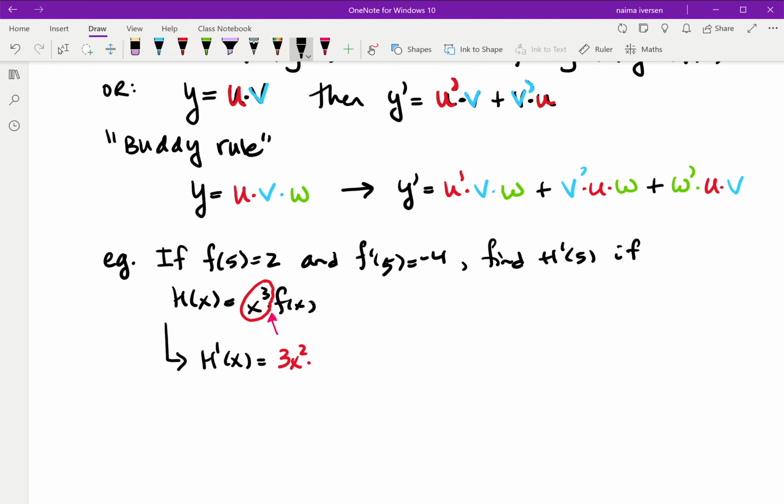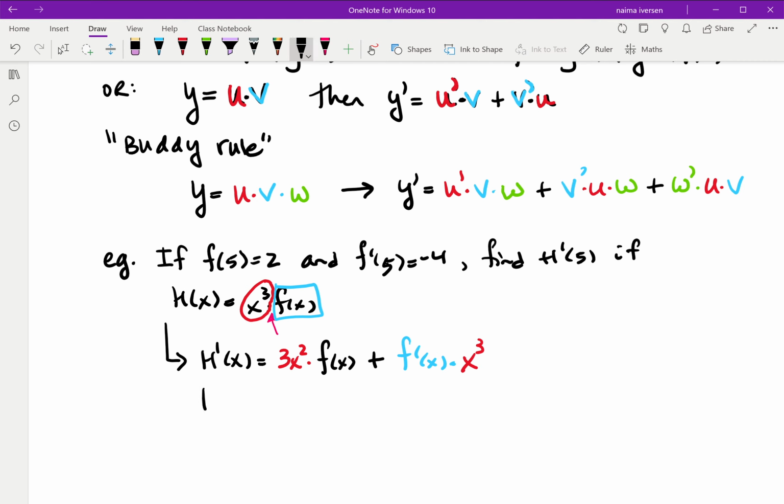And the second buddy just sits there and waits with a plus sign in between. Now we have to be fair. f of x is going to be the derivative, so f of x gets a turn at being the derivative, while that first buddy just sits there and waits.